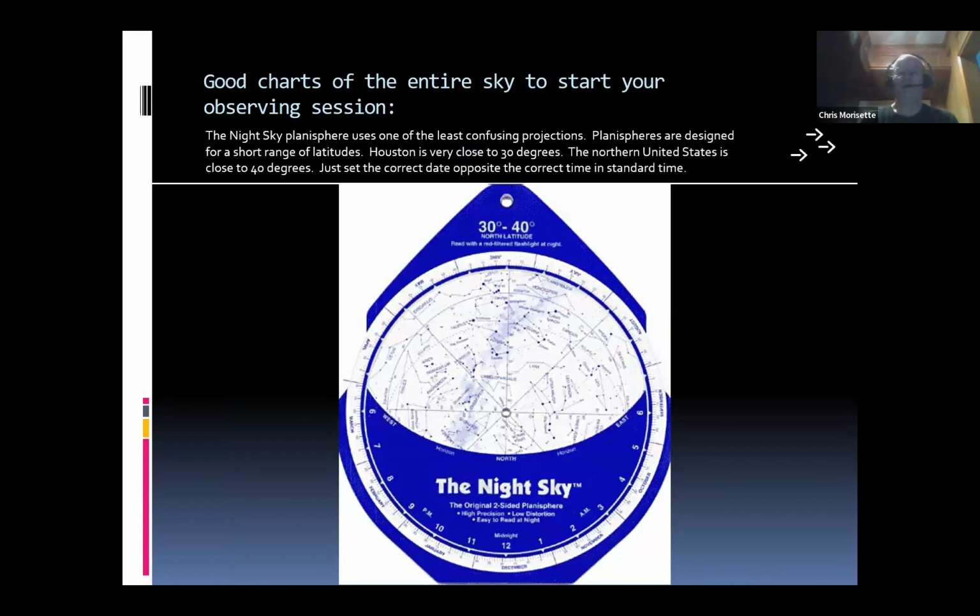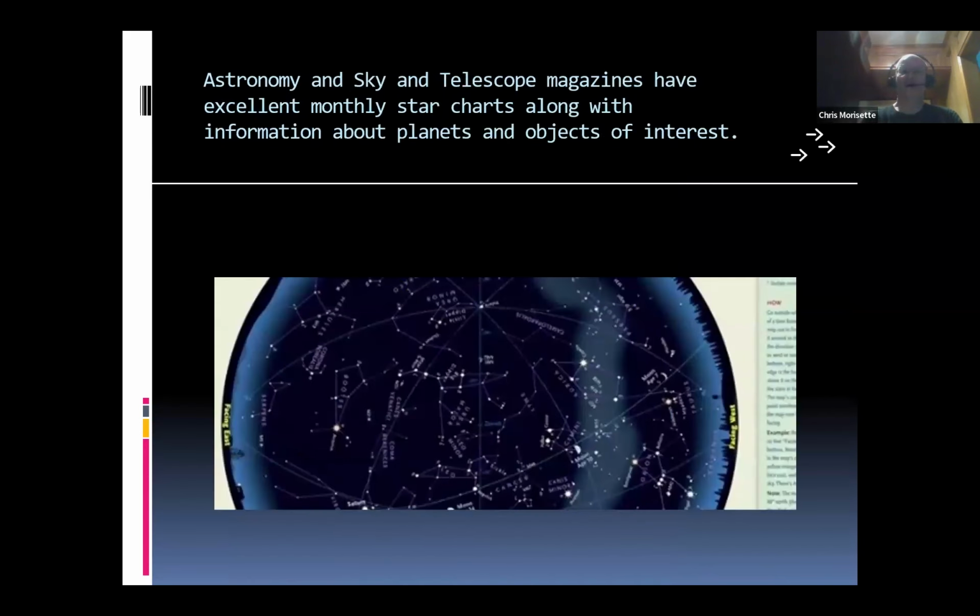Planispheres are great. I don't know if any of you out there have used one of these, but it's really a great tool that allows you, depending on the time and date of the year, to dial that in and get a picture of what constellations are up and available to us in the night sky. Both Astronomy and Sky and Telescope also have some great information, monthly star charts that will cover any particular month. That is another great resource.